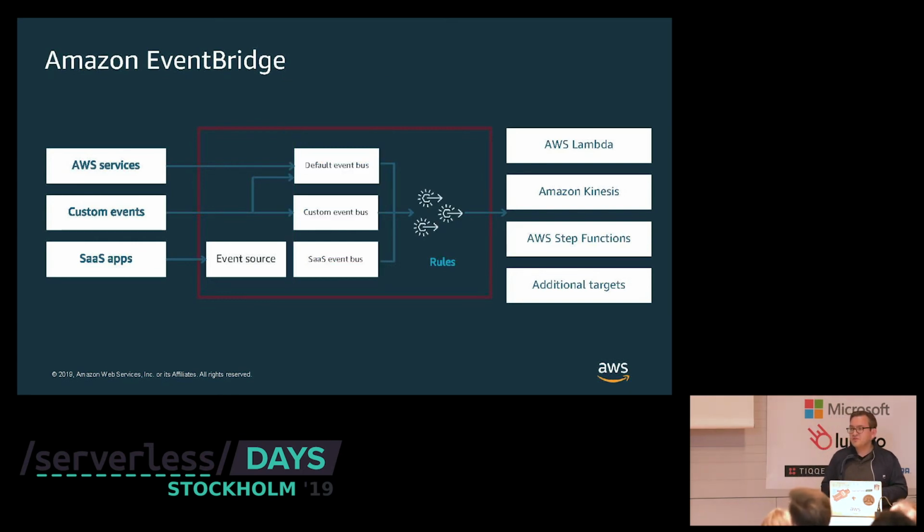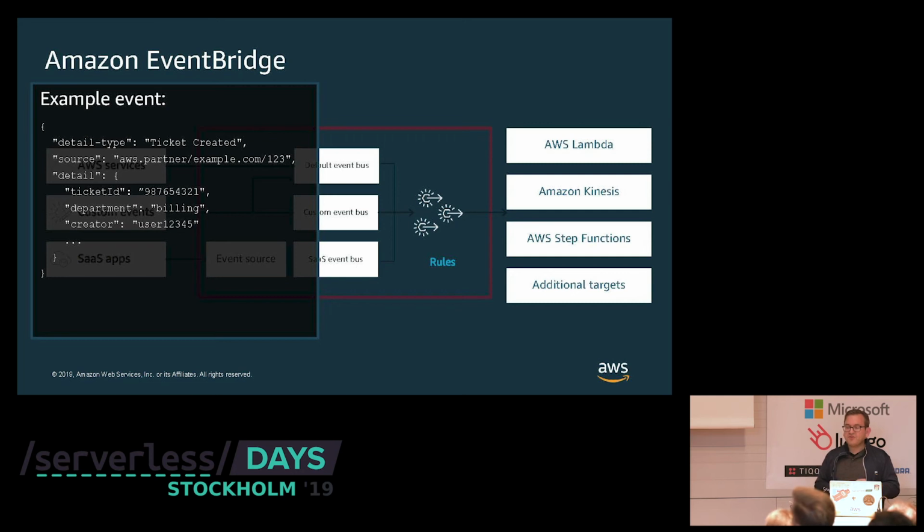Then there are rules, and this is really where the magic happens. You associate the rules with your event bus, and we have complex rule handling that lets you specify matches on different parts of JSON, including nested attributes. And then you can directly send that to 19 different services within AWS, and you can have multiple targets per rule.